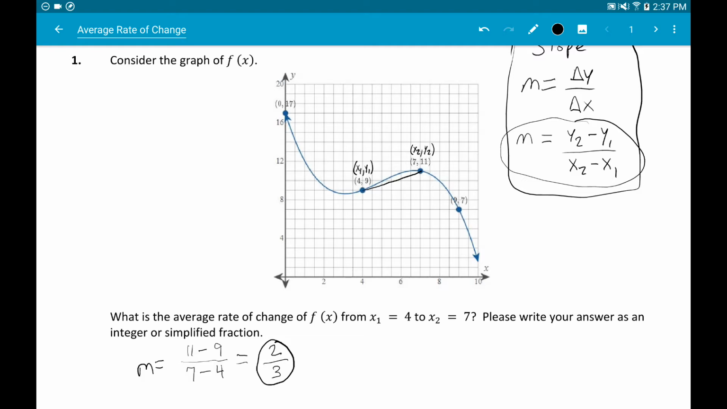Okay, so if they give you a graph, make sure you identify which particular points they're talking about. We're talking about the points here that have x values of 4 and 7. So you don't use 0, 17, you don't use 9, 7 because those don't have the correct x values. Use the 2 points that they're asking about.